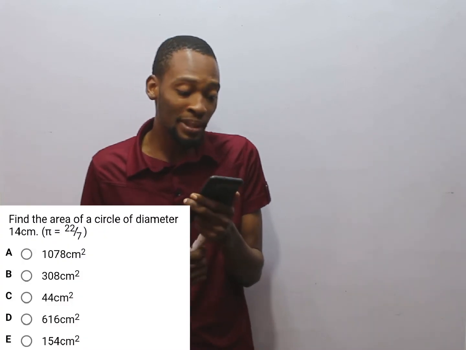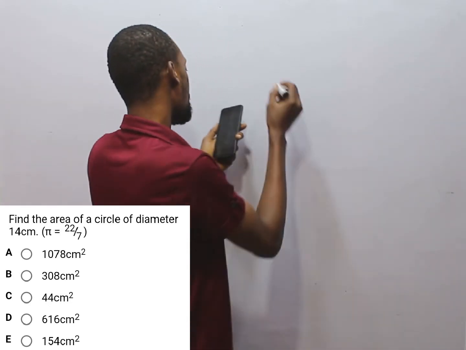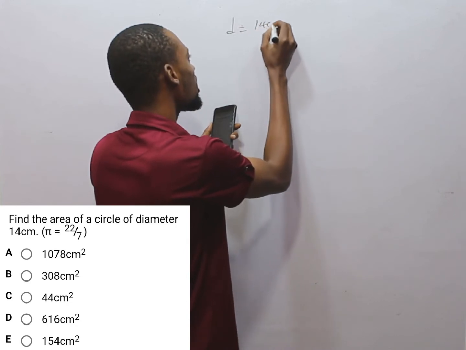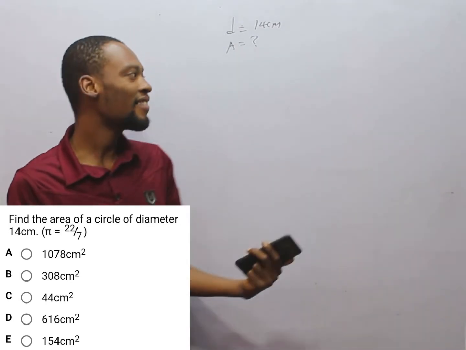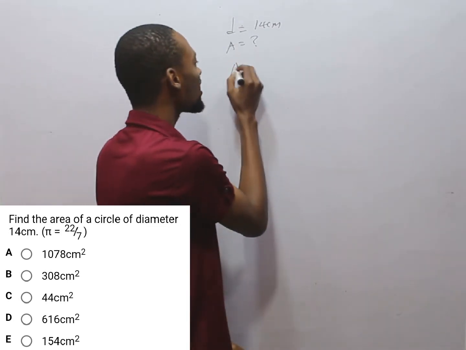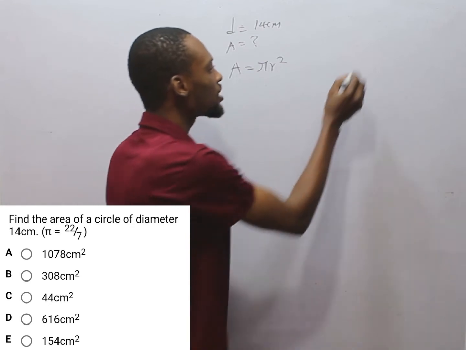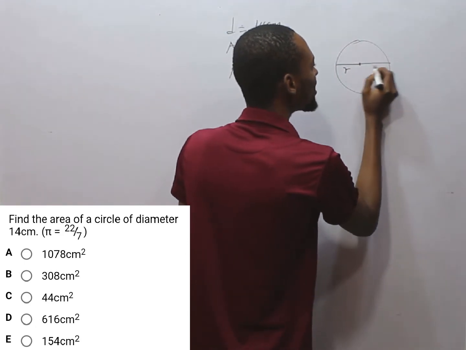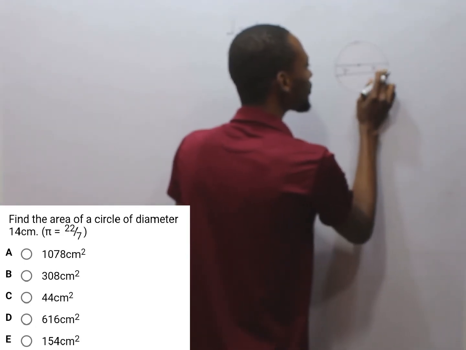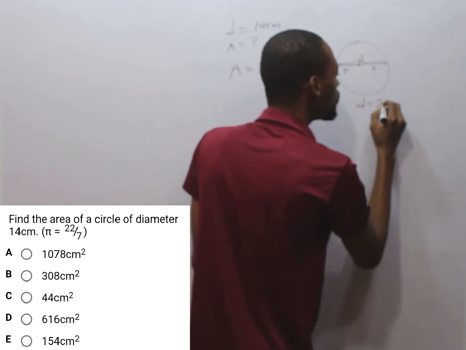Find the area of a circle whose diameter is 14 centimeter. Find the area. Look at something. It says diameter d is equals 14 centimeter. What is the area of a circle? The area of any circle is given as a is equals pi r squared. Now, if this is a circle, this middle from here to here is radius. From here to here is another radius. Everything here is diameter, which means diameter is equals 2 radius.